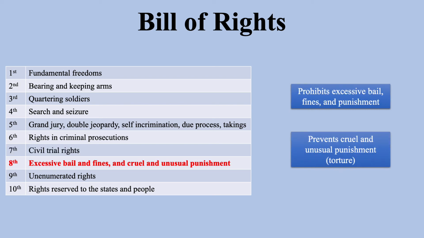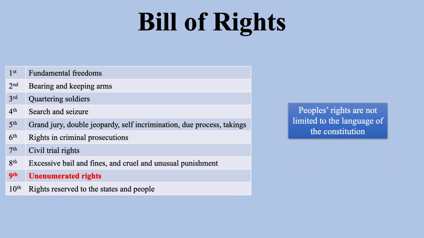The Eighth Amendment prevents the use of excessive bail to unjustly imprison the accused and prevents the government from torturing the accused. The Ninth Amendment acknowledges that our rights are not limited to those specifically stated in the Constitution or in the Bill of Rights. Examples of rights not specifically identified include the right to travel, vote, maintain privacy, and many others.